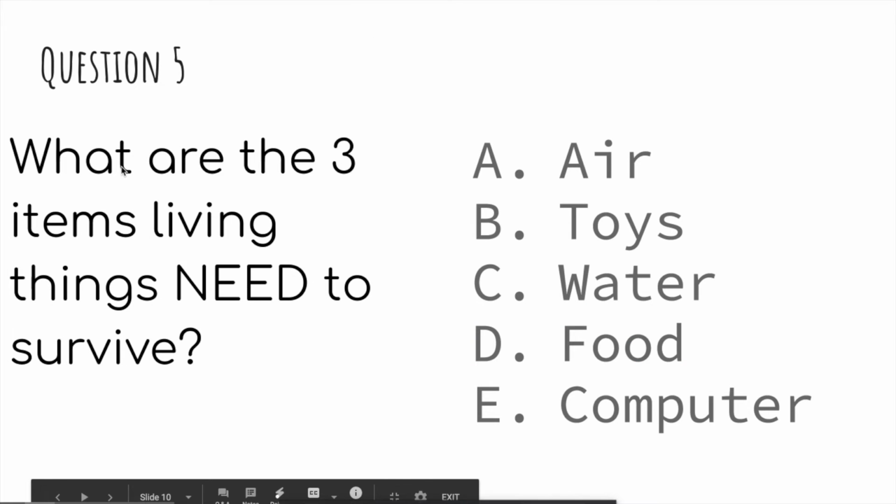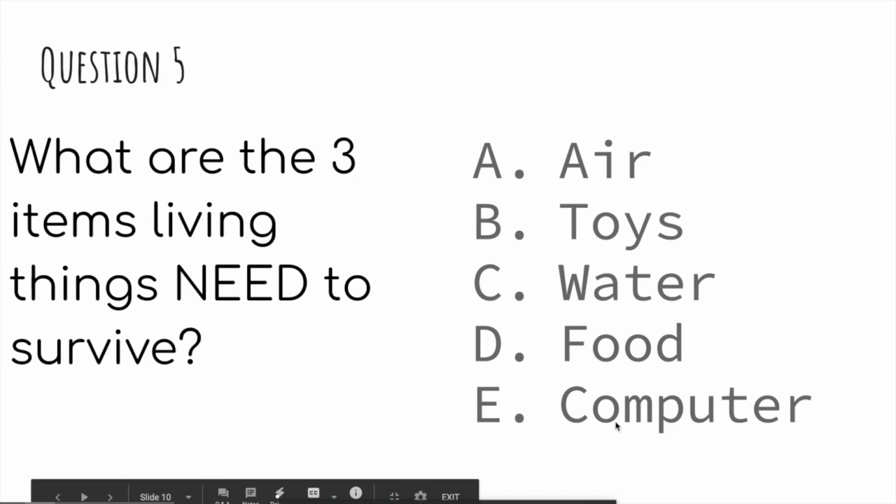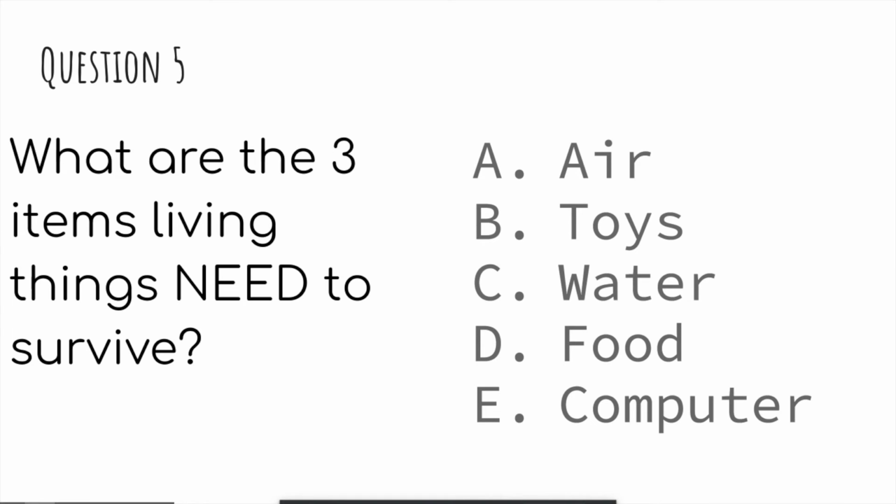Question 5 says, what are the 3 items living things need to survive? So for question 5, our answer is going to consist of 3 choices. What do living things need to survive? Is it A, air, B, toys, C, water, D, food, or E, computer? Answer it on Edpuzzle now and make sure you select 3 of the items.